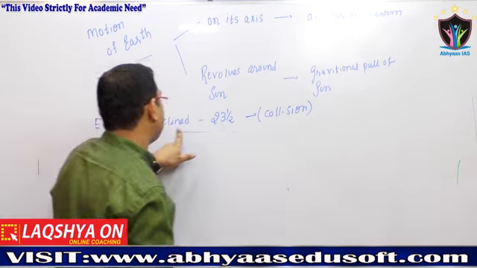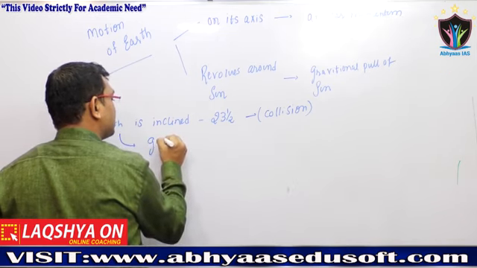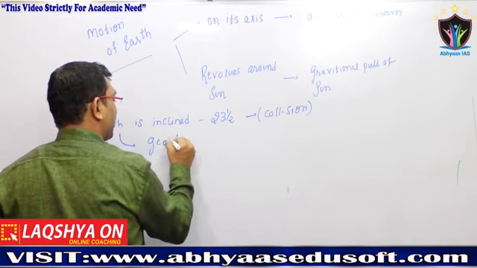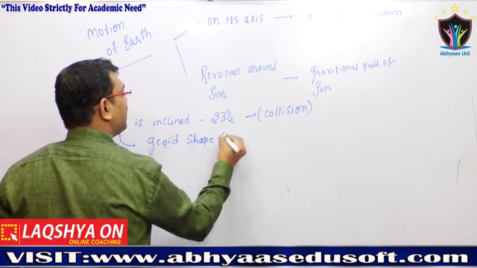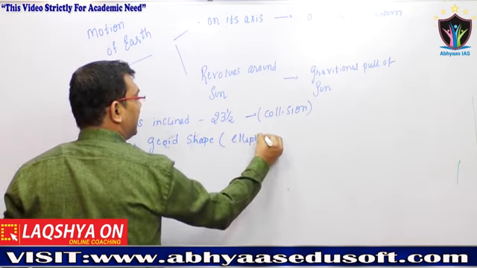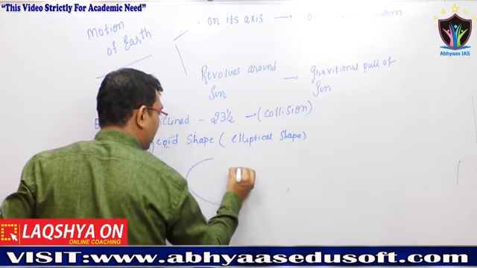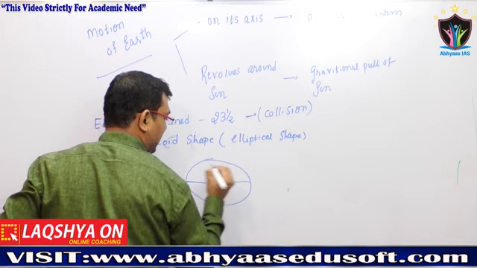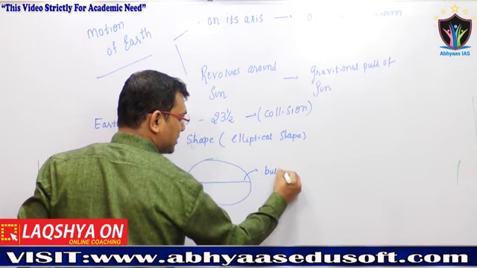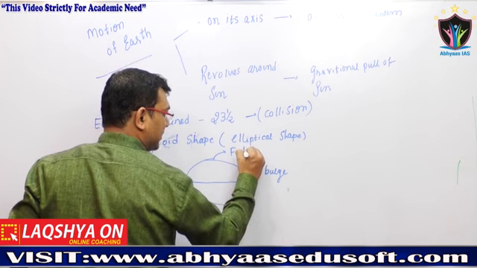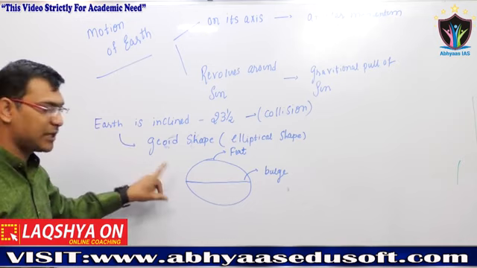Now you see, the Earth is inclined. Earth is called geoid in shape, nothing but an elliptical shape. This is your Earth, and this is your equator. At the equator it bulges, at the poles it is flat. At the equator it is bulged, at the poles it is flat. So Earth's shape is geoid.